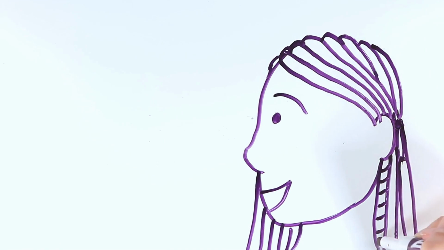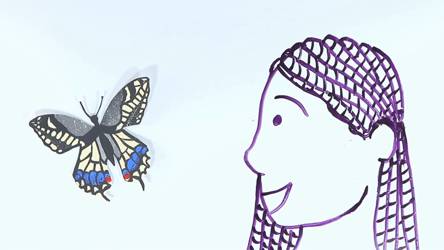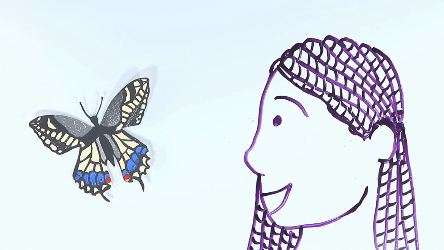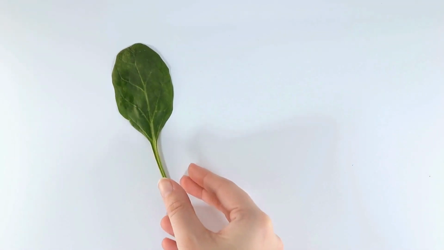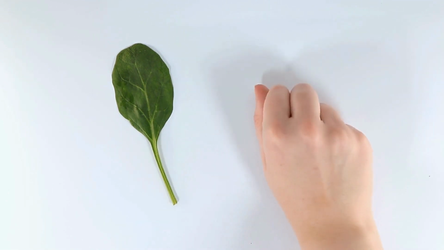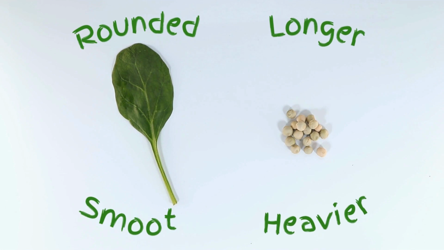Modeling descriptive words as part of your science talk can also help children learn how to describe the science phenomena they observe. Encourage children to use their senses as they explore and use words to describe objects. We call these words attributes. For example, when observing a spinach leaf, model the use of descriptive words in language and encourage children to describe the leaf's characteristics using words or attributes such as, the leaf is smooth and rounded. It is longer and heavier than a pea seed.